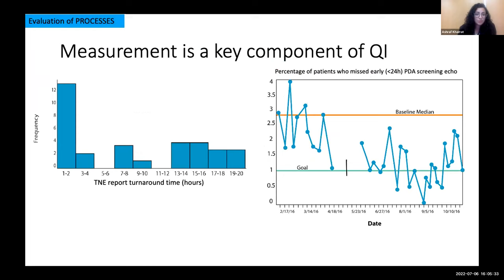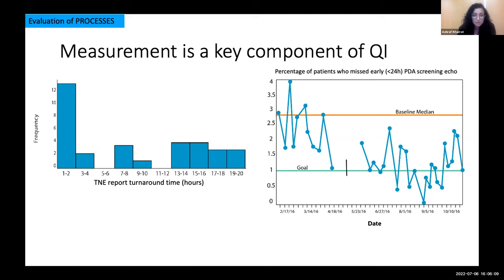So you can and should measure both the process and the outcomes. You want to measure the process to make sure that, for example, if you've decided that your T&E turnaround time is too long, or you've decided that too many patients are getting missed for a screening echo if you've implemented a PDA screening protocol in your unit, in order to see if that changes outcomes, you have to first make sure that the protocol is being implemented with high buy-in and with high compliance. If your compliance is low, then for sure it's not going to change your outcomes.